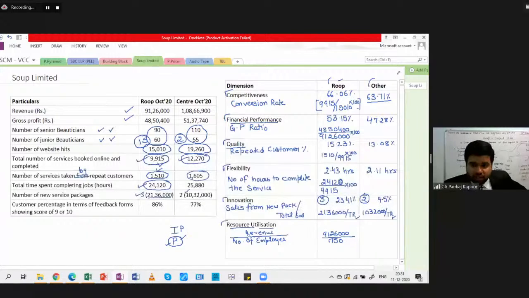Okay. So friends, now please help me to compute the resource utilization. We'll go by the manner in which it is solved by the institute. They said you need to take the revenue 1,08,66,000 divided by the number of employees. Although it seems a bit irrational, due to the limitation of facts given in the question, we'll have to move in this manner.